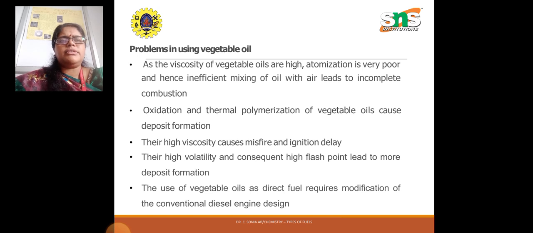What are the problems that we face using the vegetable oil? There are certain problems, or you can say the disadvantages, of using the vegetable oil. As the viscosity of the vegetable oils is high, atomization is very poor, and hence inefficient mixing of the oil with air leads to incomplete combustion. Oxidation and thermal polymerization of the vegetable oil cause deposit formation. Their high viscosity causes misfire and ignition delay. Their higher volatility and consequent high flash point lead to more deposit formation. The use of vegetable oil as direct fuel requires modification of the conventional diesel engine design.